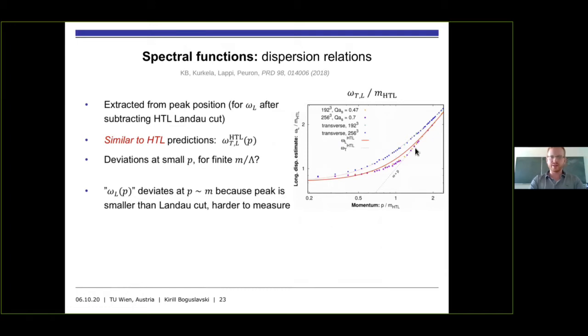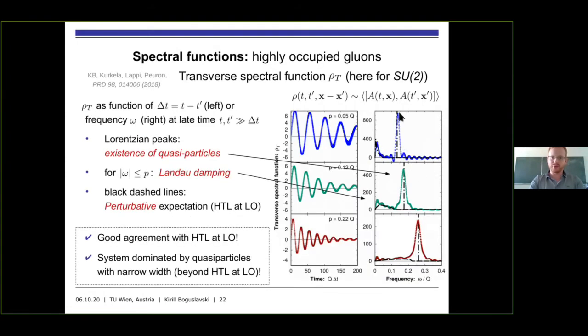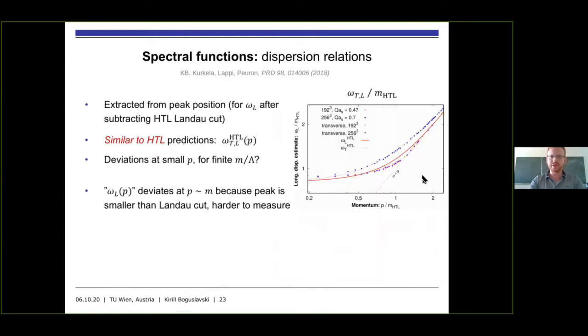So this is now the dispersion relation coming from the maxima of those quasi-particle peaks, separately for the transversely polarized gluons and longitudinally polarized gluons. The lines and dotted lines are the perturbative expectations from a leading order HTL. The dots are lattice simulation results. This is frequency and momentum, and you see that the agreement is pretty good. There are very small deviations at low momentum, but not very strong.